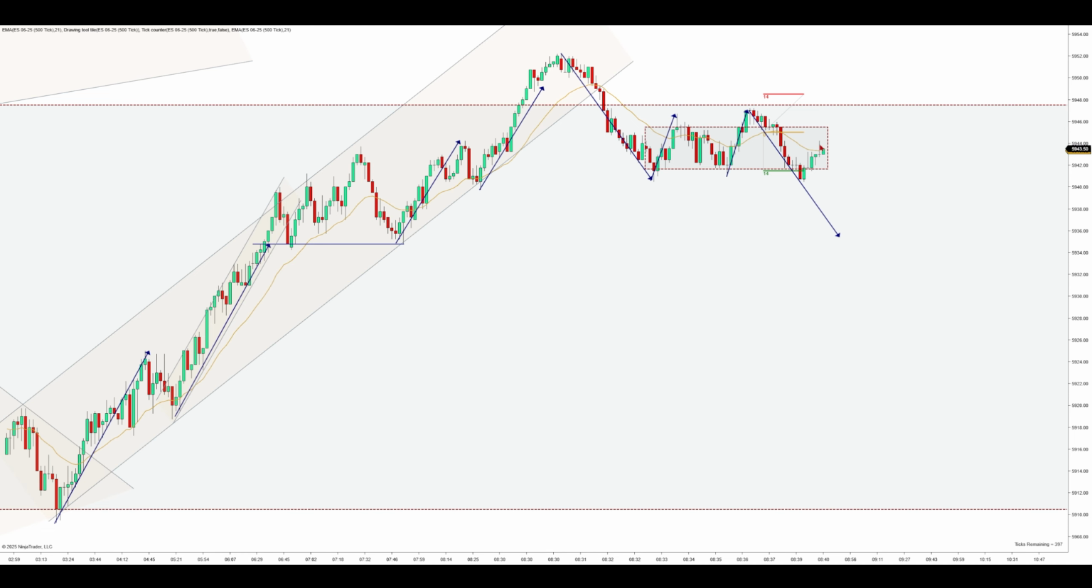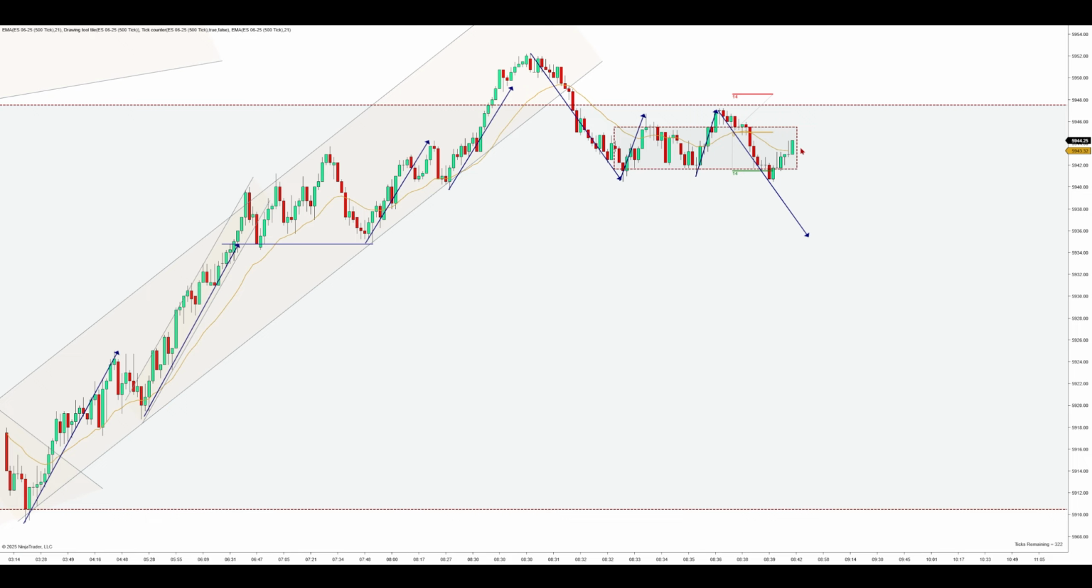As you can see, we're now pushing up at these lows here, so we just have to stick with what price does. We don't know for sure if it's going to break on down.